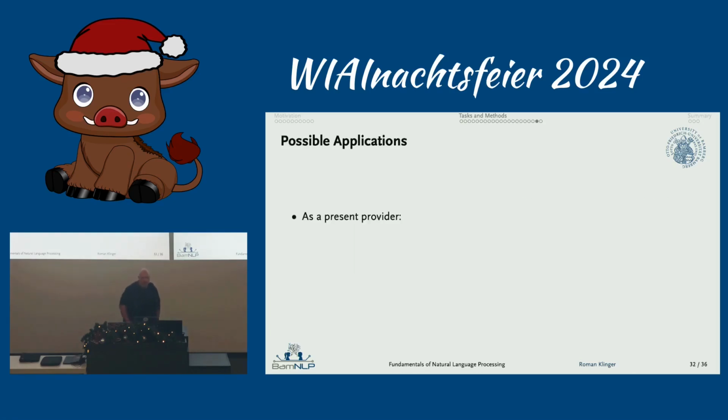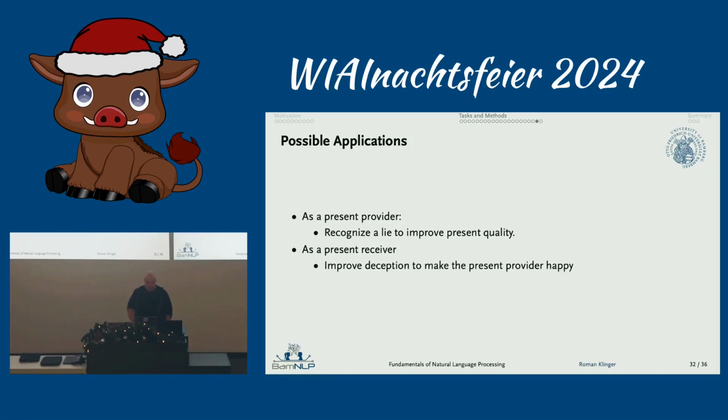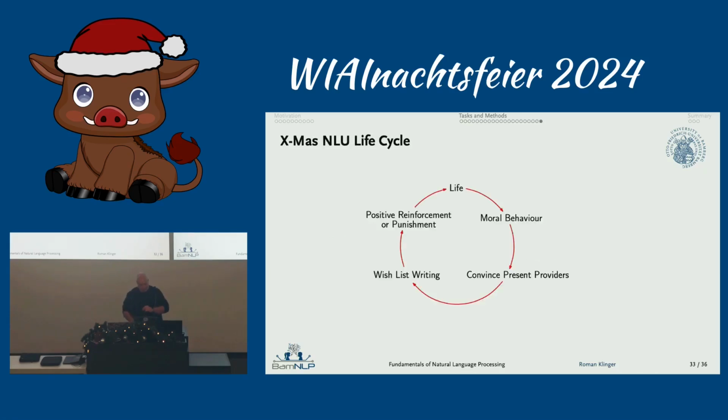So if we have a lie detection system, which we could, of course, train based on machine learning, the value is pretty clear. As a present provider, you want to recognize a lie to improve the present quality. As a present receiver, you want to improve your deception strategies to make the present provider happy. So now we are done with this Xmas life cycle. We did this whole thing once more, and now essentially after Xmas is over, life starts again, and we need to make sure that we behave in a moral way.